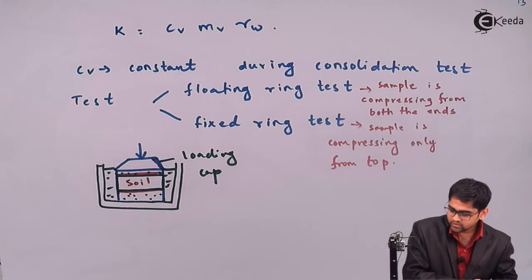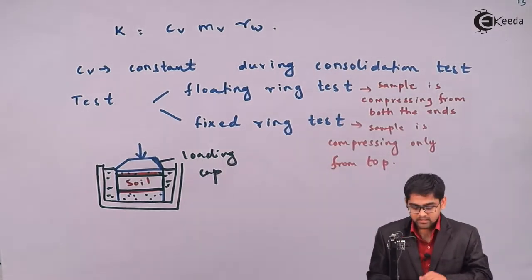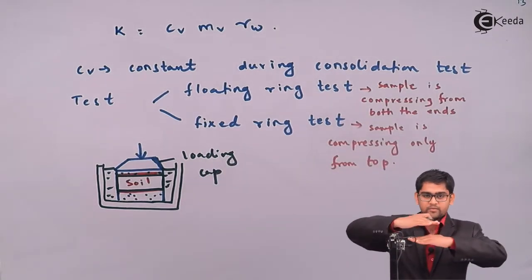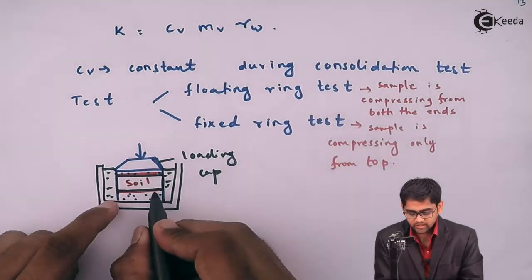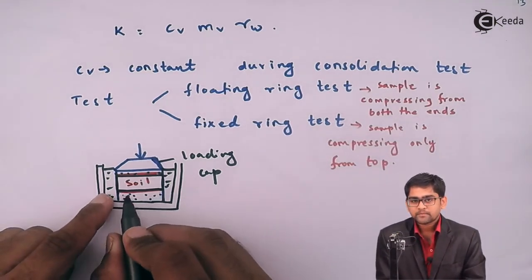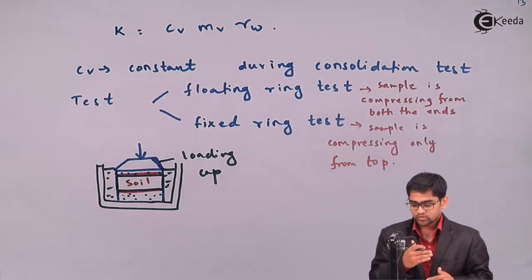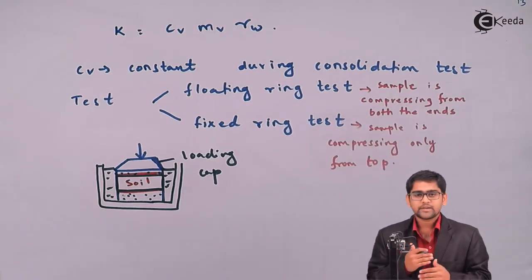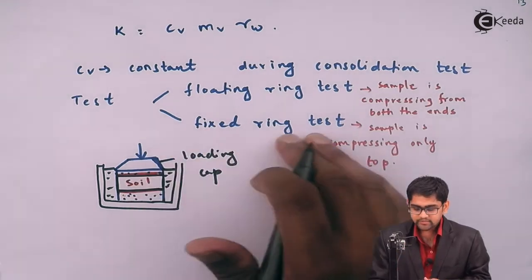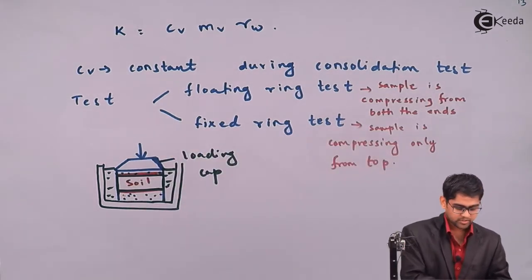Remember, in the fixed ring test, since the sample is squeezing from only the top, whatever water comes out from the bottom can be measured, and the amount of water can be controlled. So all the permeability measurements can be done only in the fixed ring test. This is a very important point.